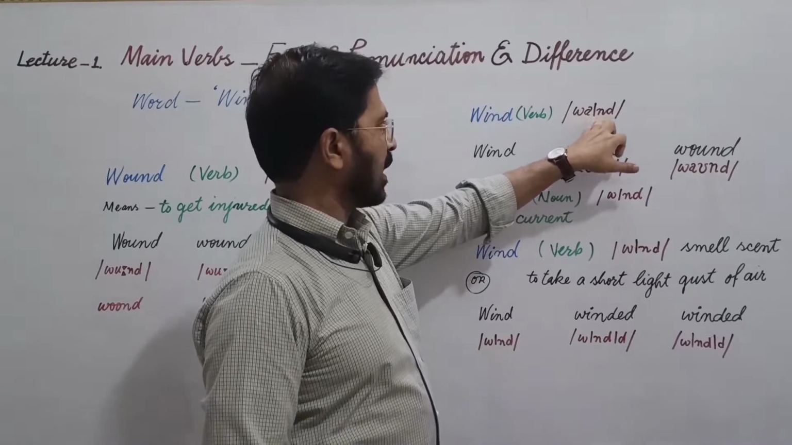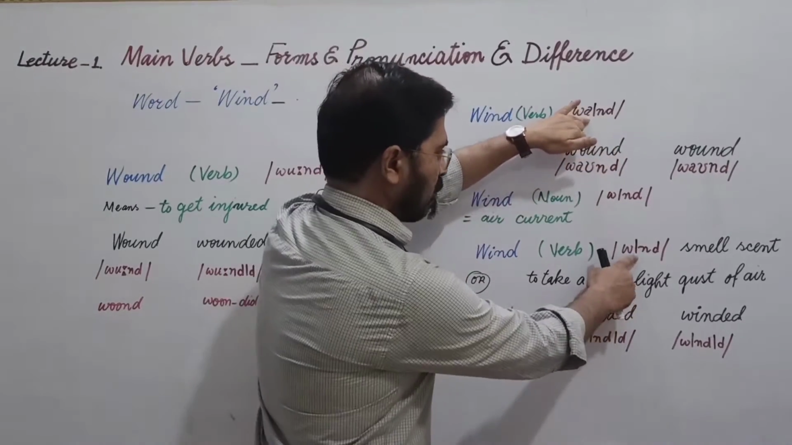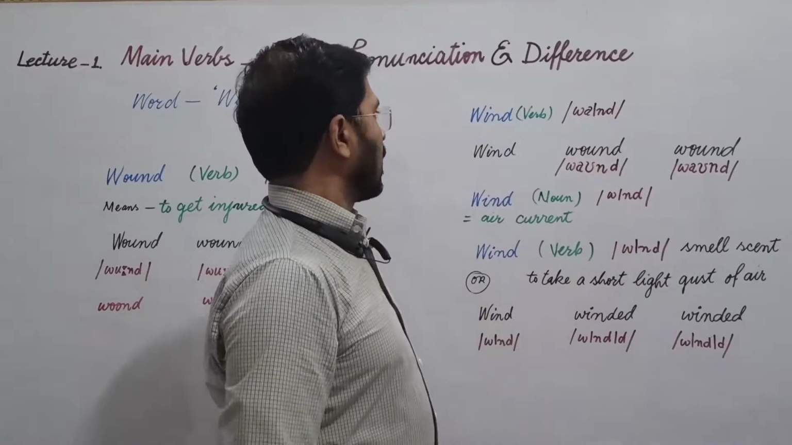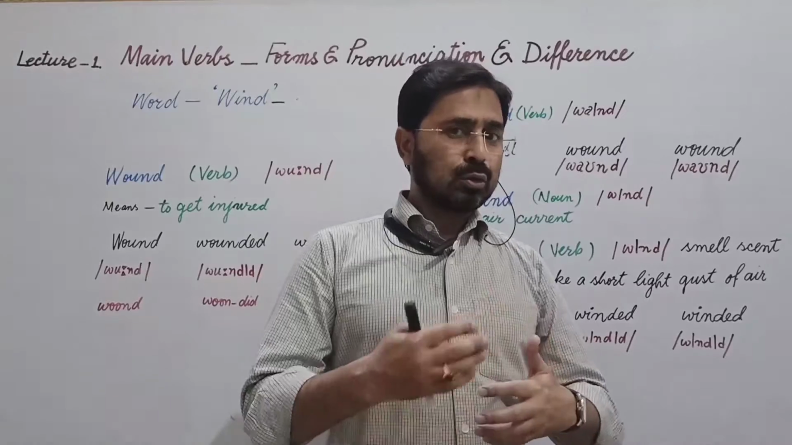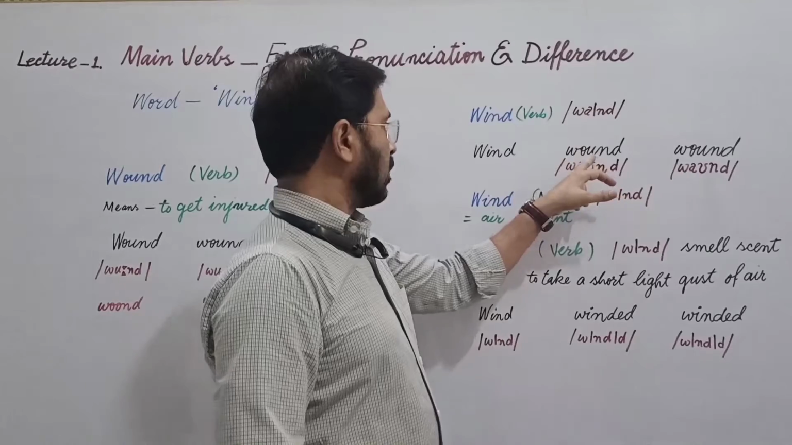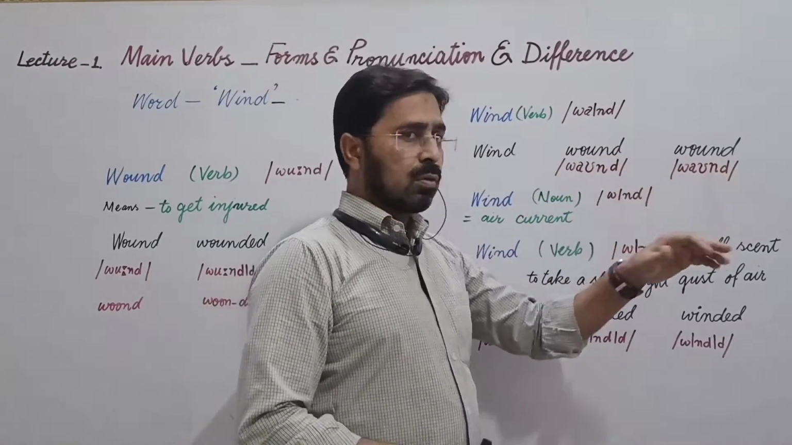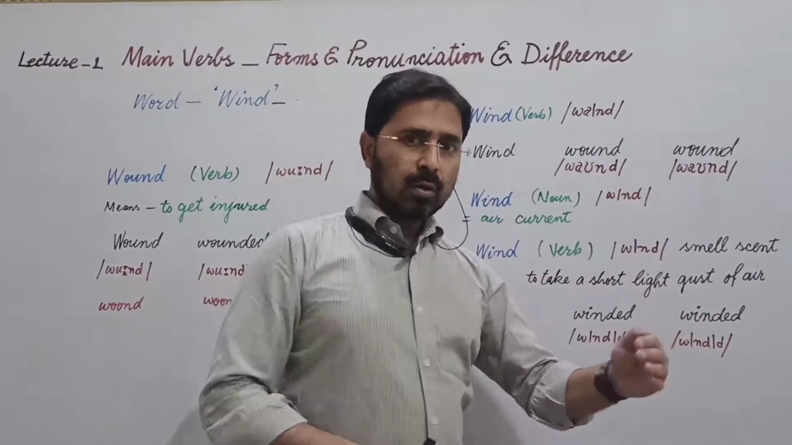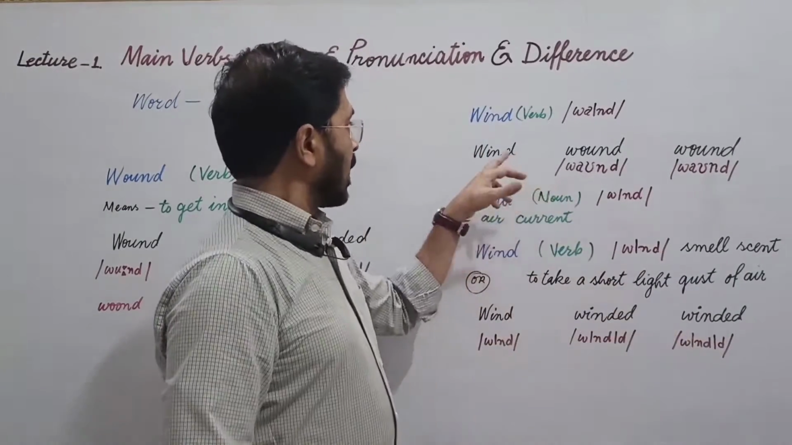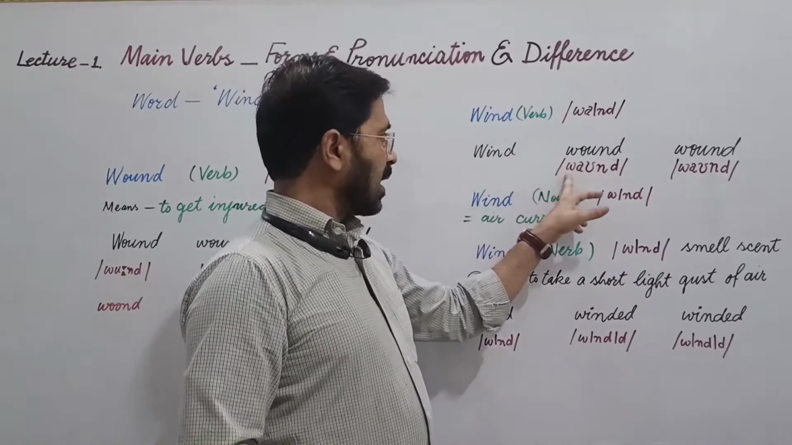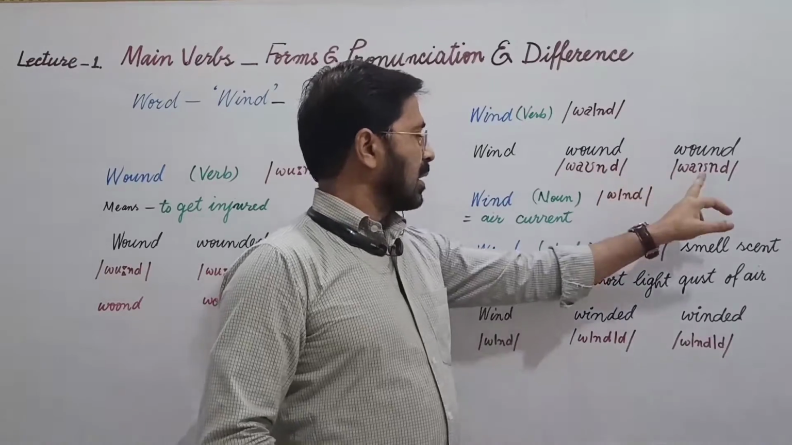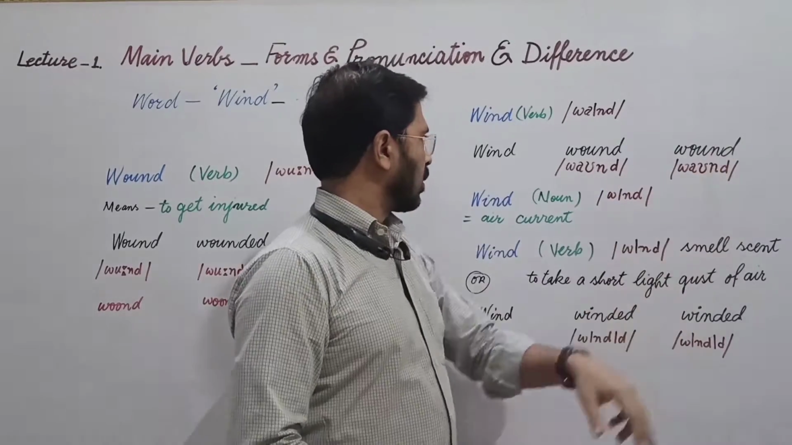Then we give an IPA like this, W-A, this symbol, and N-D. It is the I and it is weak. Wind. If it is wind, wind means to roll or to wrap or to cover. It would be in the second form, wound, and wound. Wind, wound, wound. It was wind, winded, winded. It is wound. The IPA symbol is W-A, this symbol, and N-D. And the same pronunciation is there, wound.